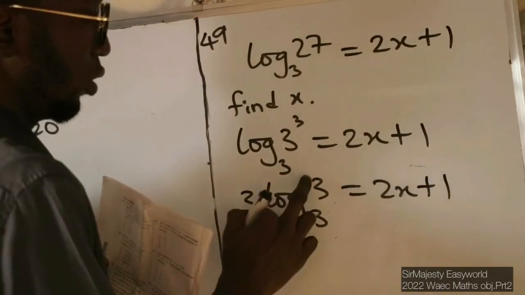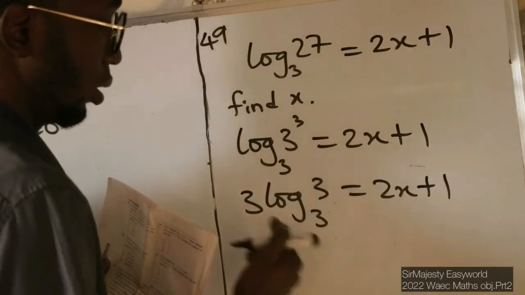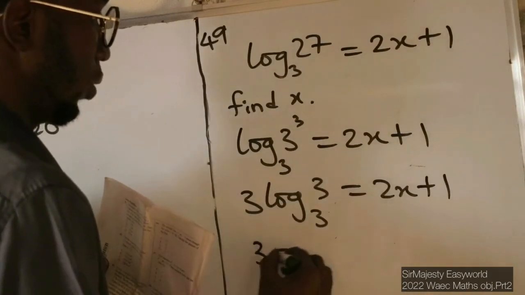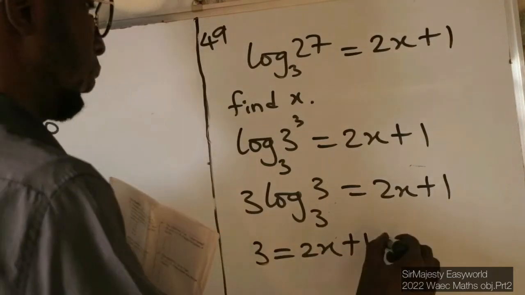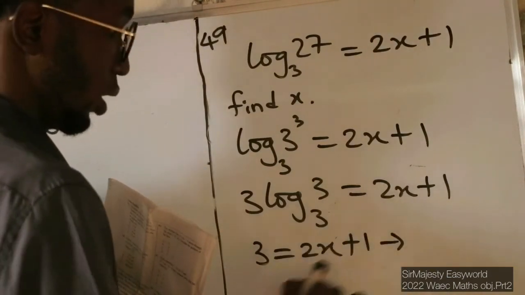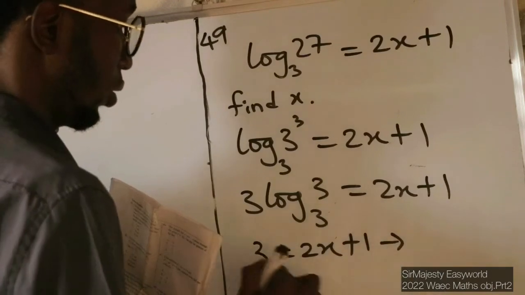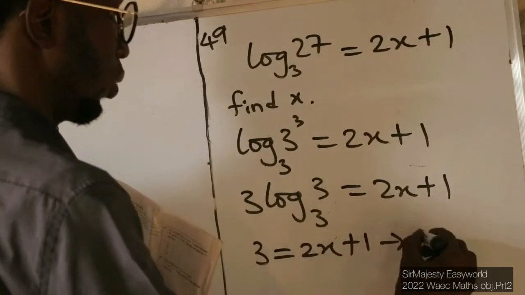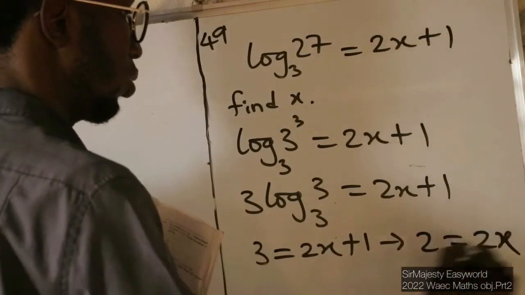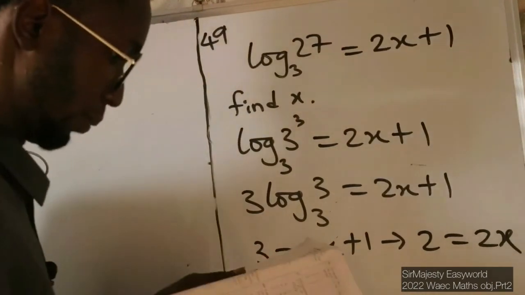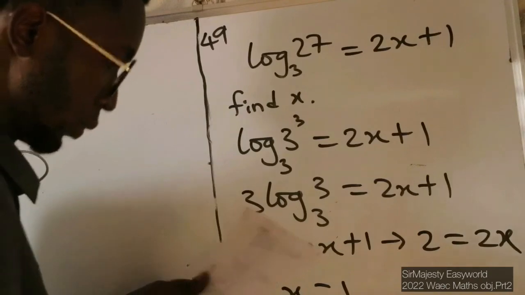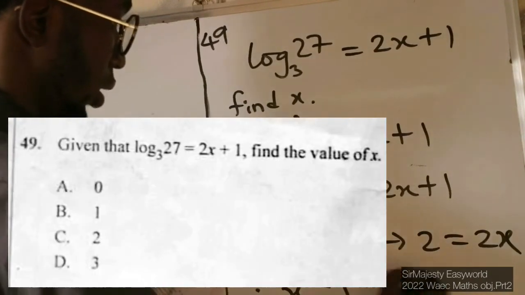Now this power comes here, so we have 3 log 3 in base 3 is equal to 2x plus 1. Now logarithm of 3 in base 3 is 1. 3 times 1 is 3. So we have 3 is equal to 2x plus 1. This implies that this plus 1 goes here and becomes minus 1. So 3 minus 1 is 2. So we have 2 is equal to 2x. Therefore, x is equal to 1. That is option B.